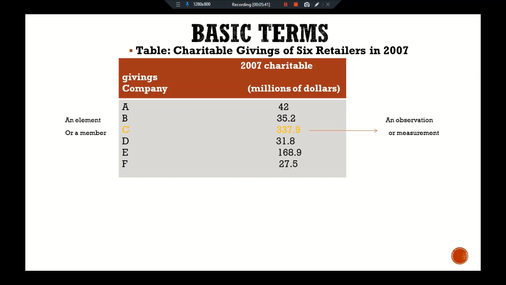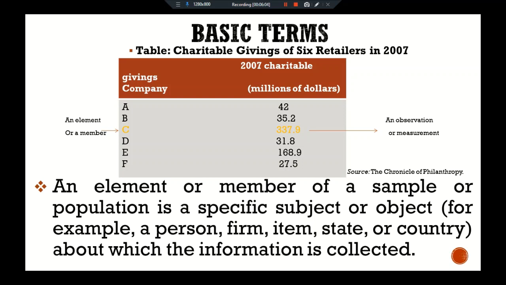And the information contained on the 6 elements is an observation or measurement of this unit. So we have here the definition of element. An element or a member of a sample or a population is a specific subject or object, for example, a person, firm, item, state, or a country about which the information is collected.